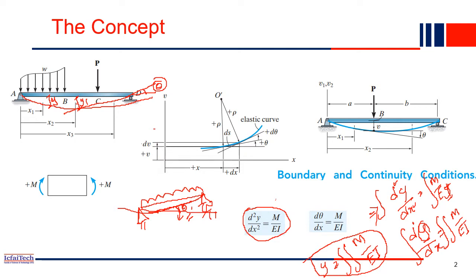Basically, we are integrating M/EI two times, and then we get the deflection. Originally it was a double derivative, so if you integrate two times, you are releasing y. Now you have y equal to this much. So this is the deflection.